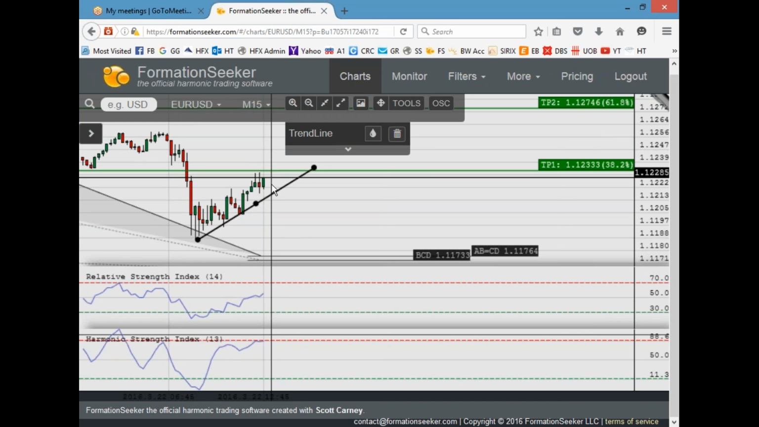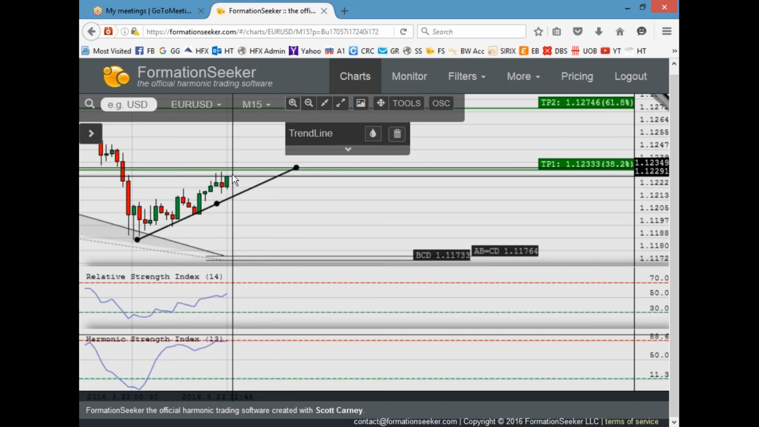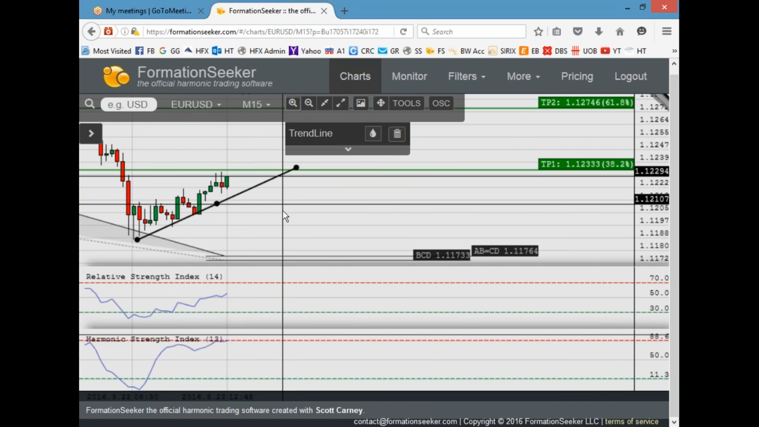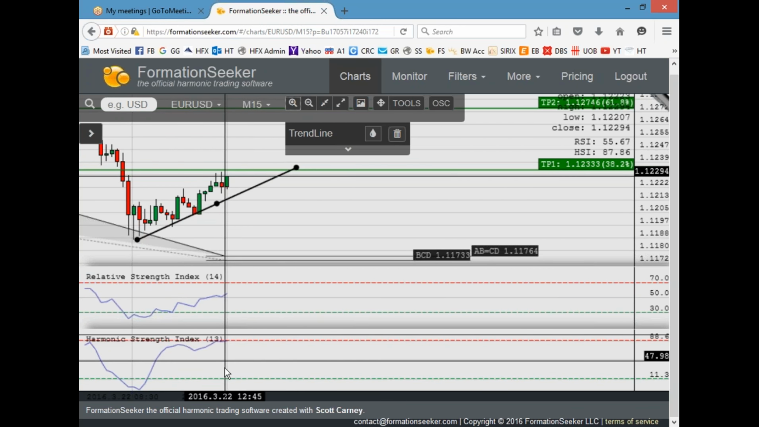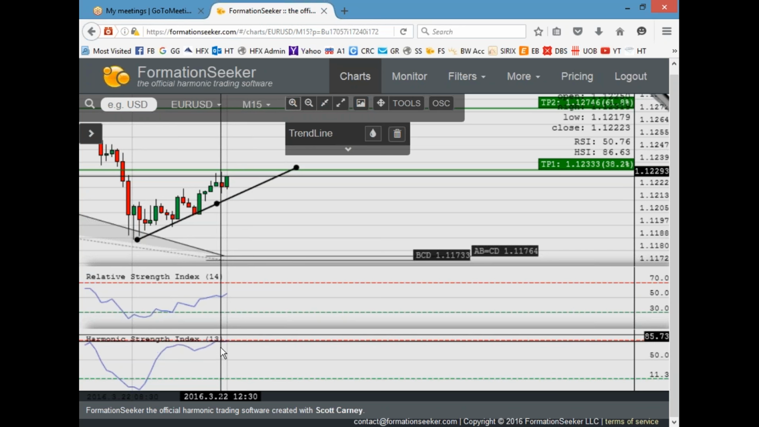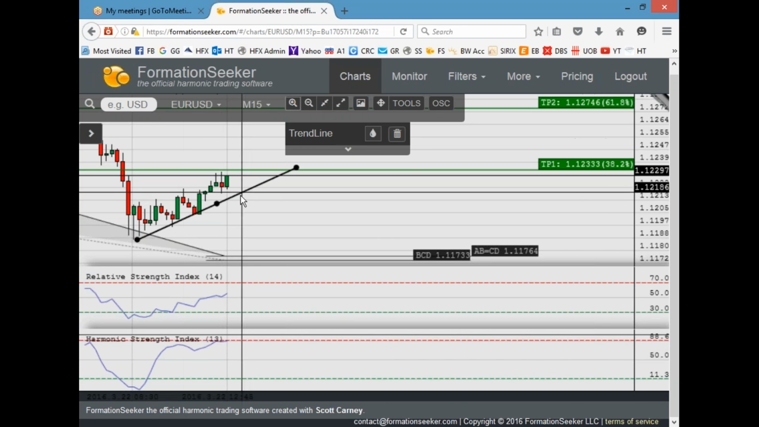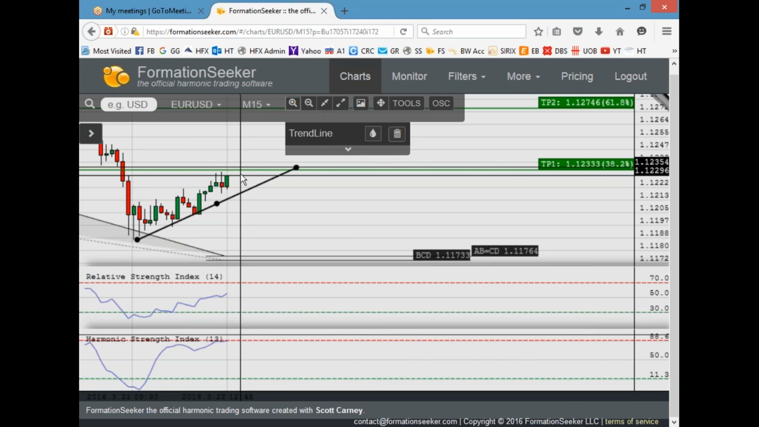I hope you guys see how this can be traded live. Most likely once it hits here, you'll see a reaction and it'll start turning downwards. You can see that the HSI is going into overbought mode, which indicates that there might be a price turnaround here.